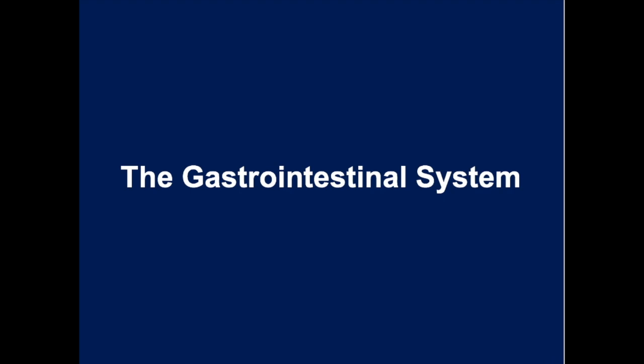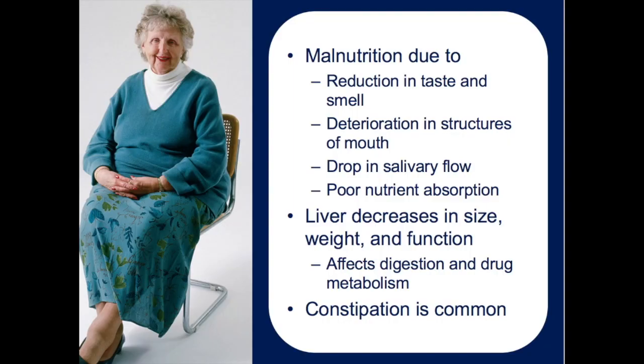Okay, so we'll move on to the GI system. And let's start with malnutrition. Malnutrition in elderly patients can sometimes be a result of illness, but it can also just sometimes be a result of the changes in the GI system as they age. The reasons for this being that as you age, you have a reduced ability to taste and smell, and that can result in decreased enjoyment of food and decreased intake.